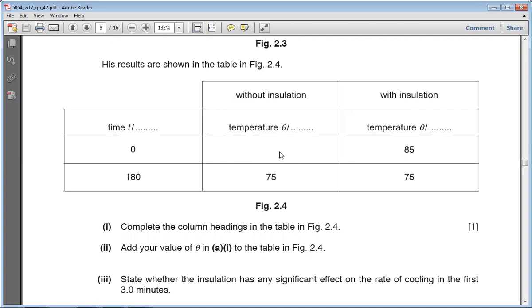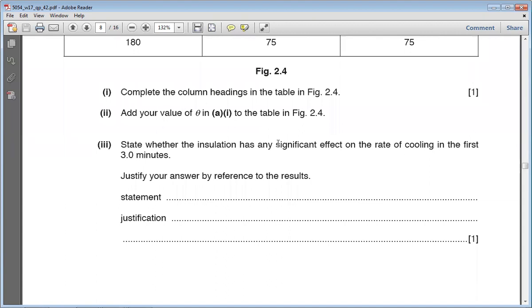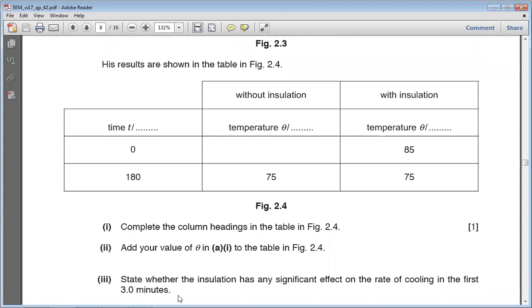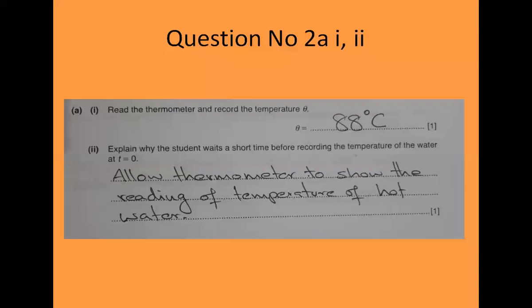Here you write 88. Then he says, add your values of theta in the first part to the table in figure 2.4. Then he says, state whether the insulation has any significant effect on the rate of cooling in the first 3 minutes. Justify your answer by reference to the results. Okay, so let me show you my answer there, and from there we will justify our answer.